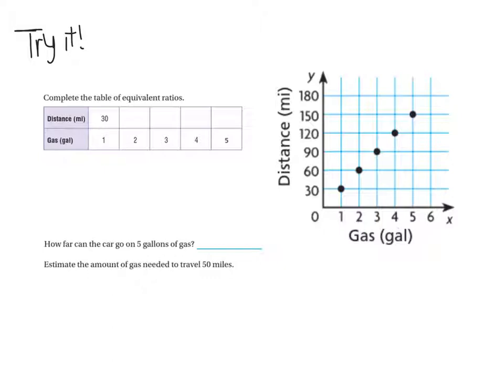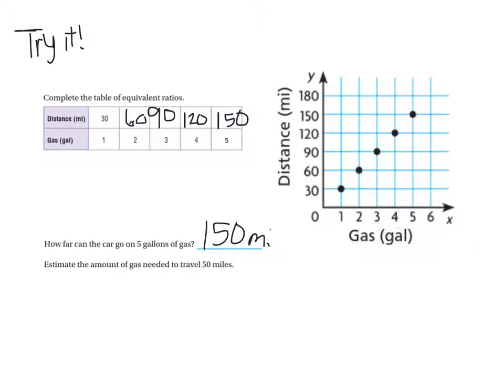Okay, so looking at the table, for 2 gallons of gas, it looks like the car would go 60 miles. So I'm going to write that in here. 60. For 3 gallons, it looks like 90, because it's going up by 30 every time. For 4 gallons, we have 120. And for 5 gallons, we have 150. And so, how far can the car go on 5 gallons of gas?